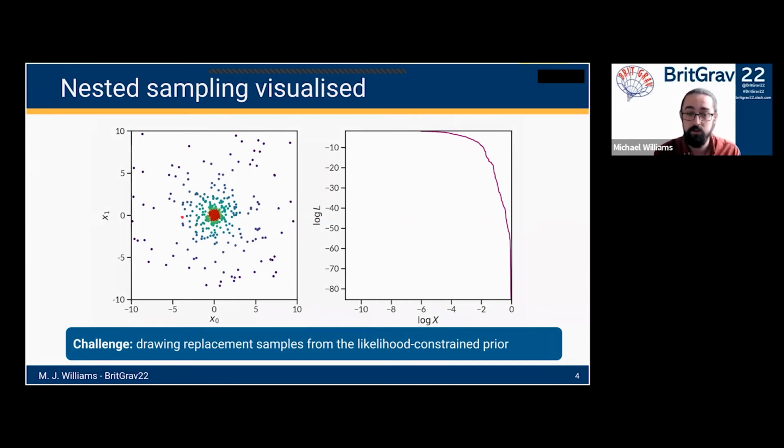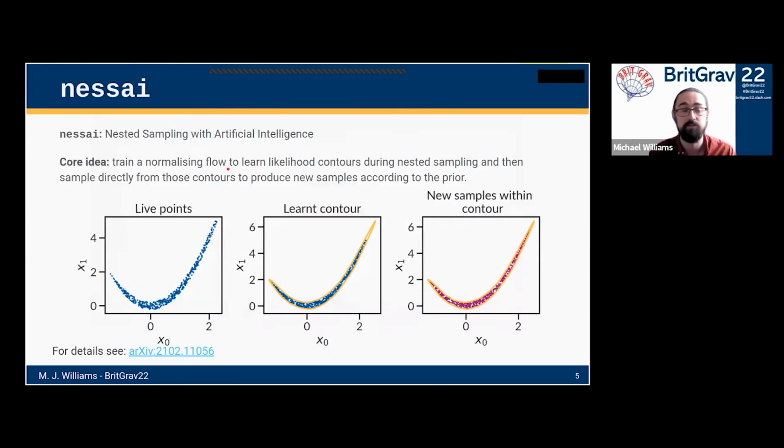So when we have a point that we've discarded and it becomes a blue point here, how do we draw a new point to replace it? And this is where nessai comes into play. nessai stands for nested sampling with artificial intelligence. The core idea in nessai is to train a type of machine learning algorithm called a normalizing flow to learn the likelihood contours during the nested sampling run.